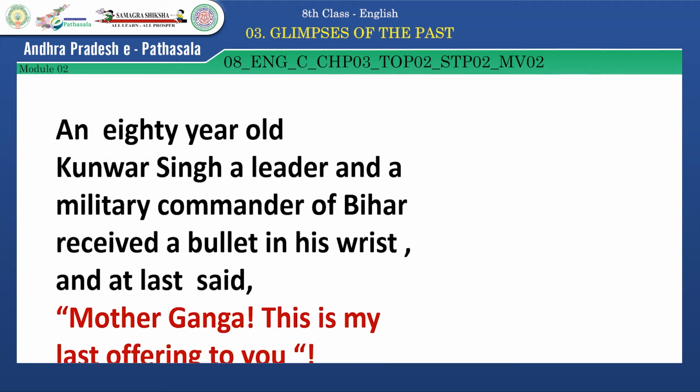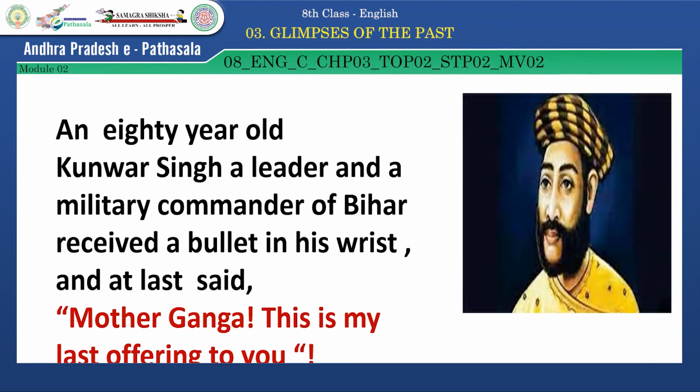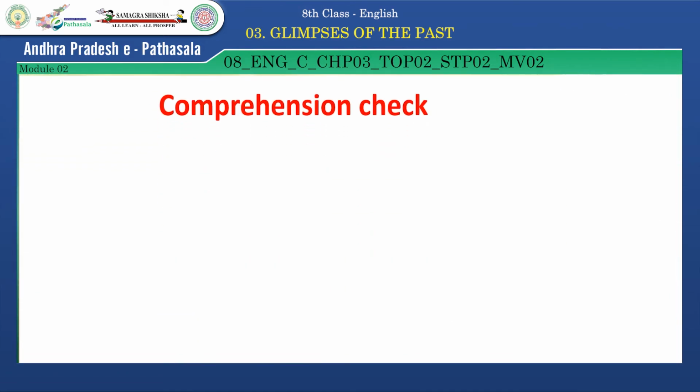An 80-year-old leader and also a military commander of Bihar received a bullet in his wrist and at last said, "Mother Ganga, this is my last offering to you." Students, so far we have seen different events like dissatisfaction, the sparks, revolt, and the fight for freedom. Now let's go for a comprehension check. And now your question on the screen.